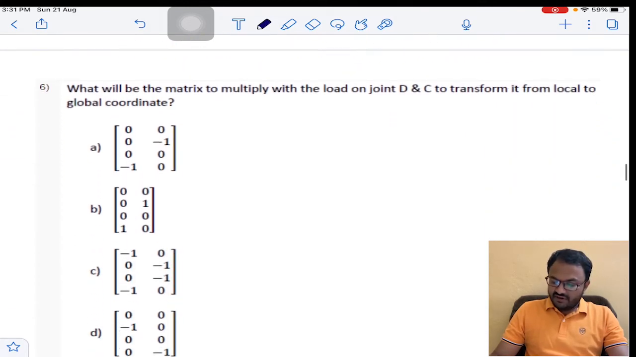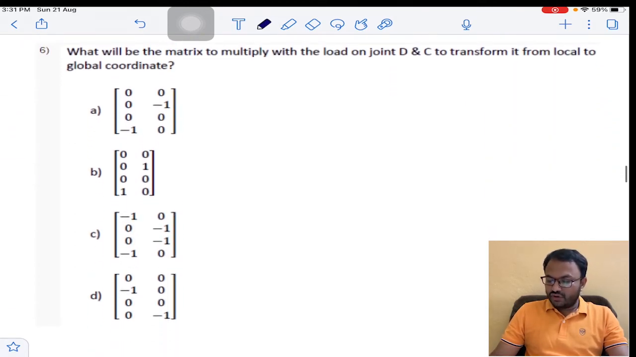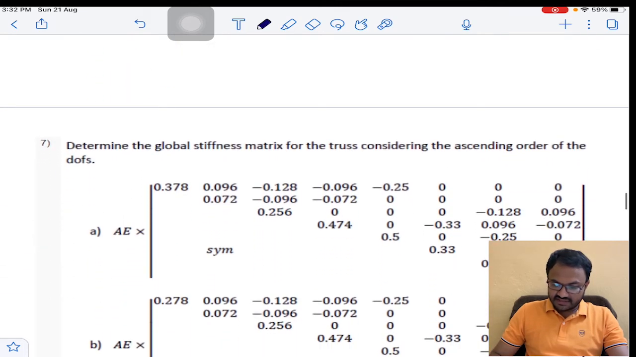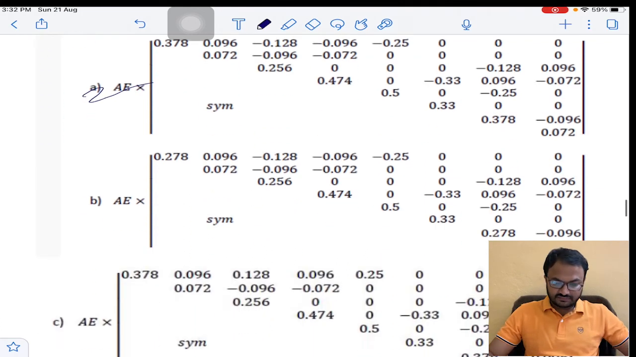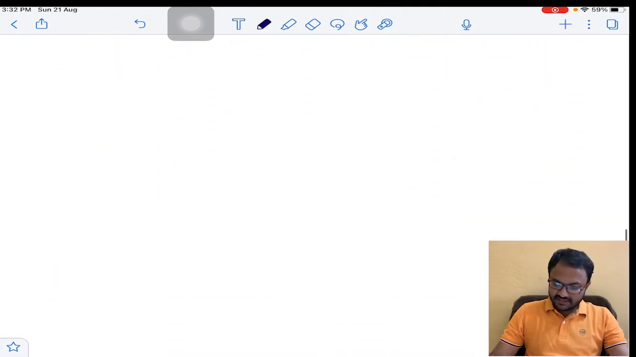And what will be the matrix to multiply with the load on joints D and C? These are very long answer questions, but the answer for question number 6 is D. Similarly, for question number 7 the answer is A. This is a global stiffness matrix. So it is a very lengthy explanation.